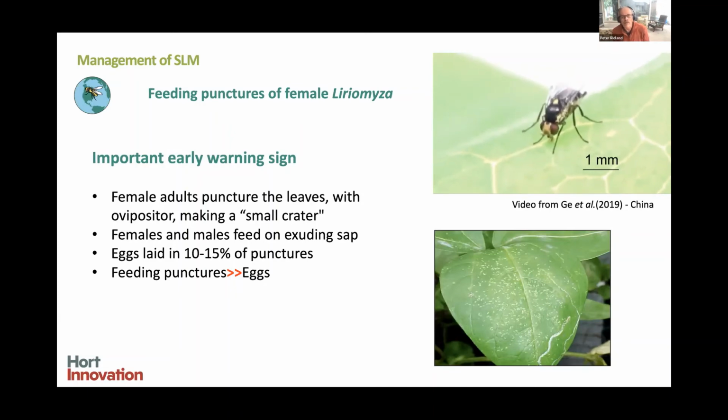And both males and females feed on the exuding sap, and it's actually quite an important part of their mating regime. Eggs are laid in about 10 to 15% of those punctures. So clearly the feeding punctures are much more prevalent than eggs.